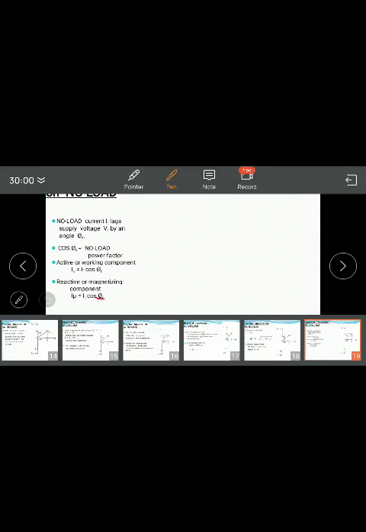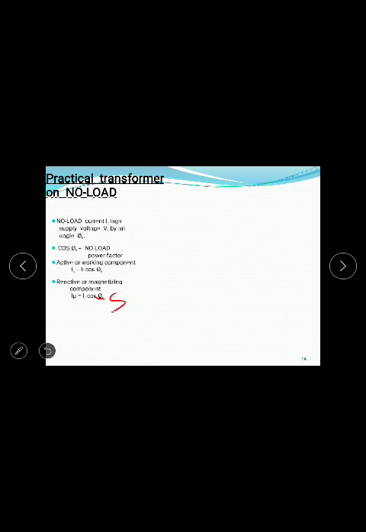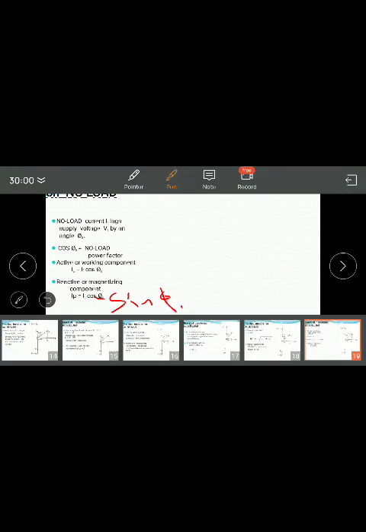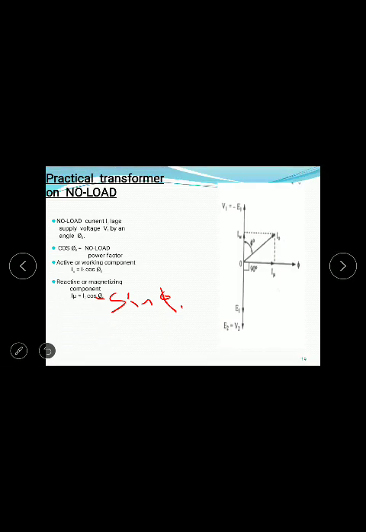This is sin phi naught. Here the reactive component I mu is equal to I0 sin phi naught. The active component Iw is equal to I0 into cos phi naught.